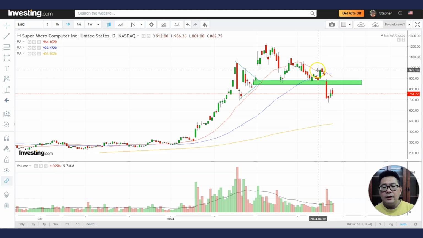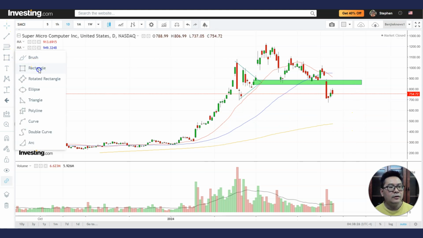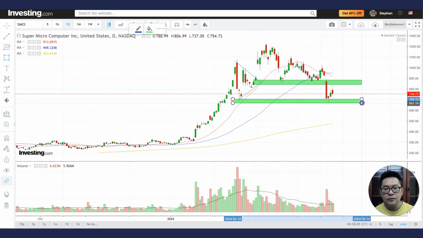Now, one thing about support and resistance you have to always remember is a support once broken becomes a new resistance. So what's going to happen is even if the stock tries to go up here, it may have trouble going above this resistance area because support once broken becomes a new resistance. And if it's not able to go back above this area, there might be another sell-off, even down to the 200 MA.